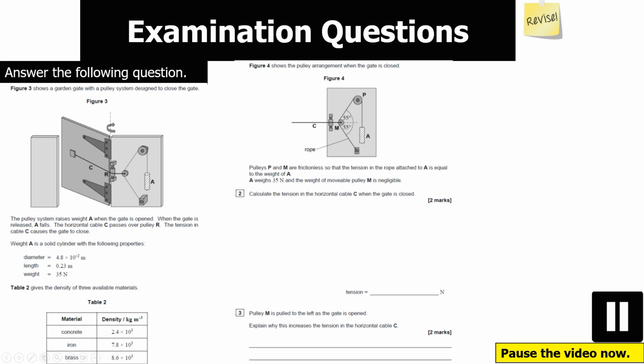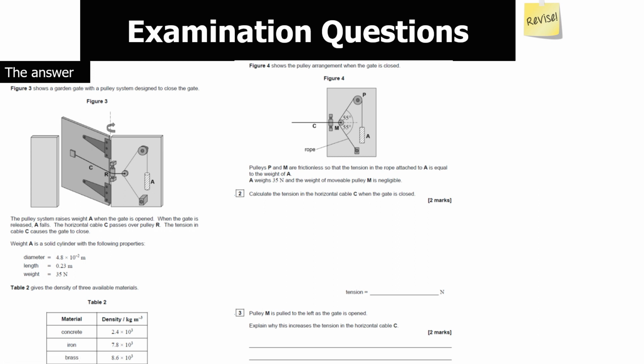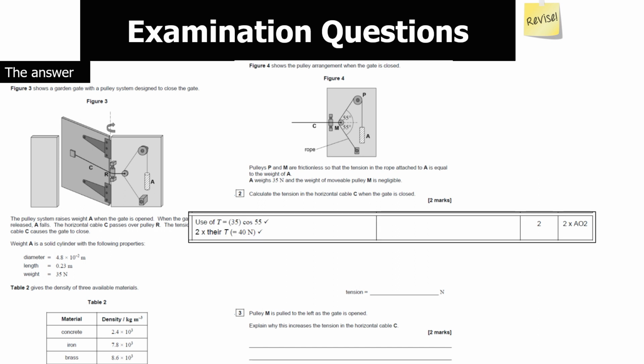So how do you answer this particular question? The first thing you've got to do is think about how you would calculate the tension in the horizontal cable C. To do this, you've got to consider the tension. Again, what you've got to realise is that the tension is going to be linking into the angle. So we would do 35 cos 55 because of the angle it's at, because it's in the horizontal. Now because there's 2 ropes there, you don't have to double that answer.